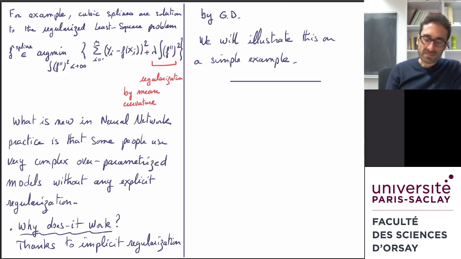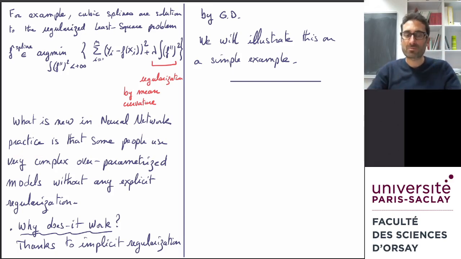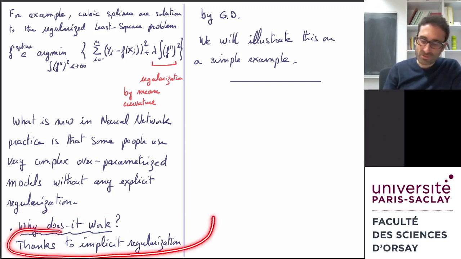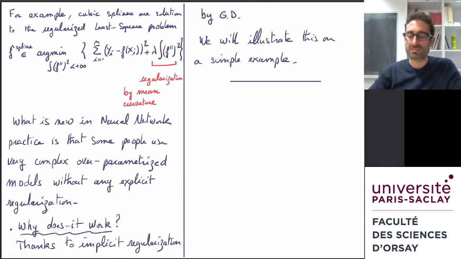So what is new is that in neural network practice, some people use very complex neural networks with many layers, and they just do plain gradient descent or stochastic gradient descent without any regularization. Some people are using regularization like weight decay or dropout, but some people just use plain gradient descent or stochastic gradient descent. And it turns out that it works well. So the question is, why does it work? Well, you should know it after three videos. It will work thanks to the implicit regularization of gradient descent. And what we do is to illustrate this on a simple example.